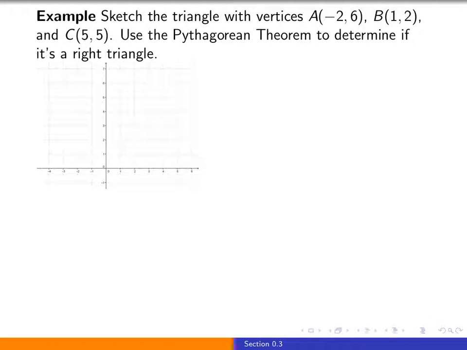So let's look at a similar type of example where we're going to put the Pythagorean theorem and this distance formula to work for us. Sketch the triangle with these prescribed vertices and use the Pythagorean theorem to determine if it's a right triangle.